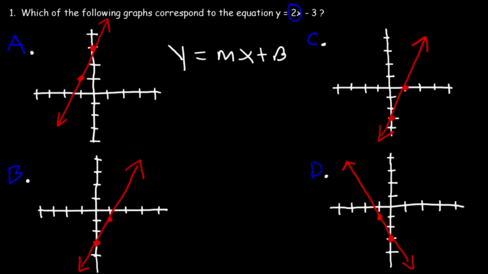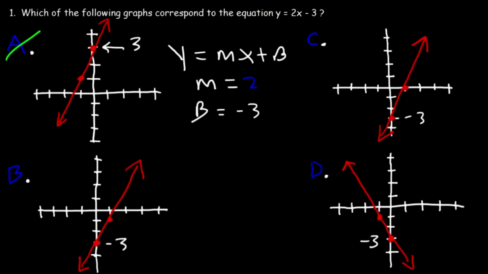The slope is the number in front of x. So therefore the slope is equal to 2. The y-intercept is the constant that you see next to the 2x. So the y-intercept, which is b, is negative 3. So let's identify the graph with the correct y-intercept. If we look at answer choice A, the graph touches the y-axis at positive 3. Therefore, answer choice A is not correct. Looking at B, C, and D, the graph touches it at negative 3. So far, B, C, and D are okay.